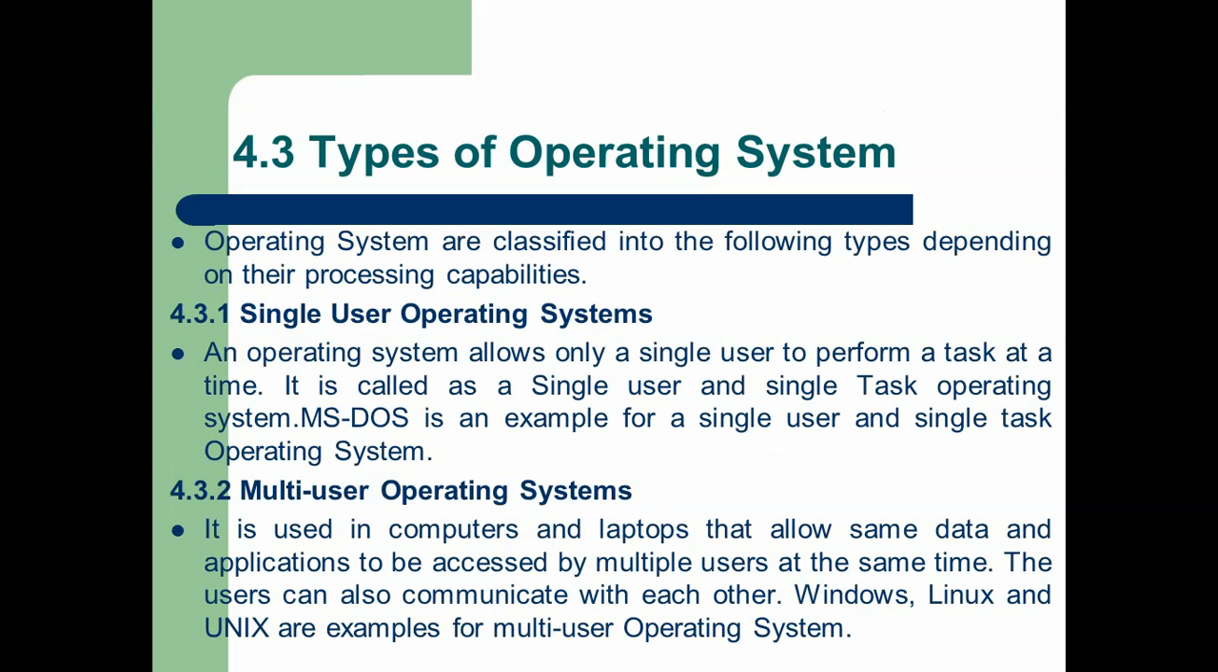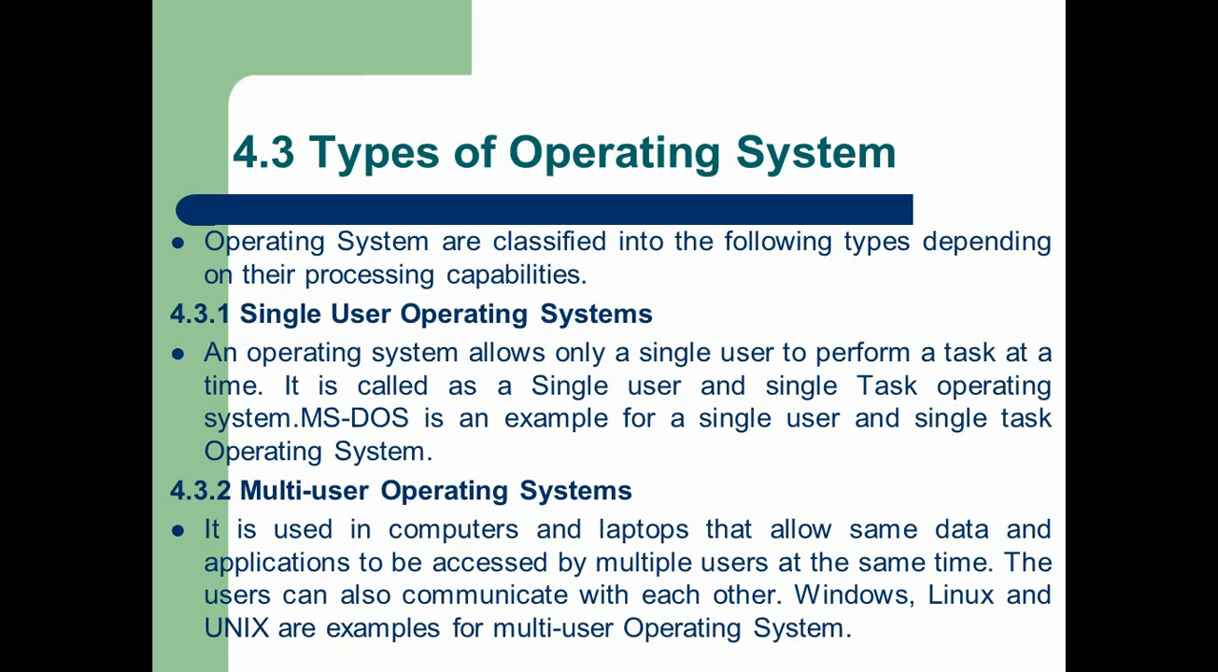Now we are going to see the types of operating system, depending upon their processing capabilities. Operating systems are classified into two types. One is single user operating system, another one is multi user operating system. Any operating system which allows only a single user to perform a task at a time, it means at a time only a single user can access the operating system and give commands to it, is called a single user operating system.